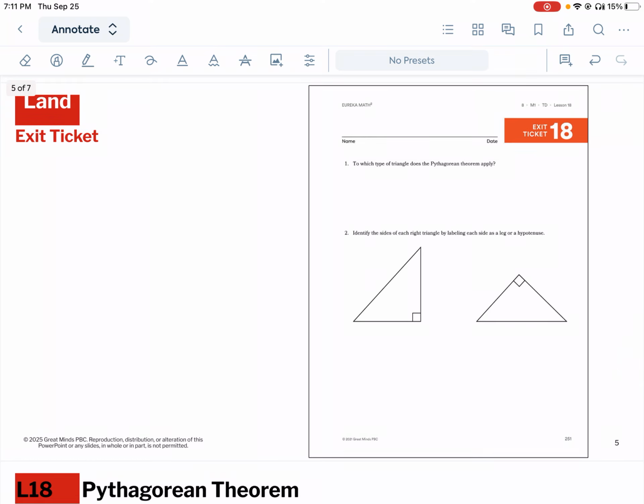For your exit ticket, it says to which type of triangle does the Pythagorean theorem apply? So what type of triangles does this apply to? I just gave you the answer, so we should know by now. For number two, it says to identify the sides of each triangle by labeling each side as a leg or hypotenuse. So you're just going to put where legs A and B are, and then you're going to write where the hypotenuse is, and turn that in.